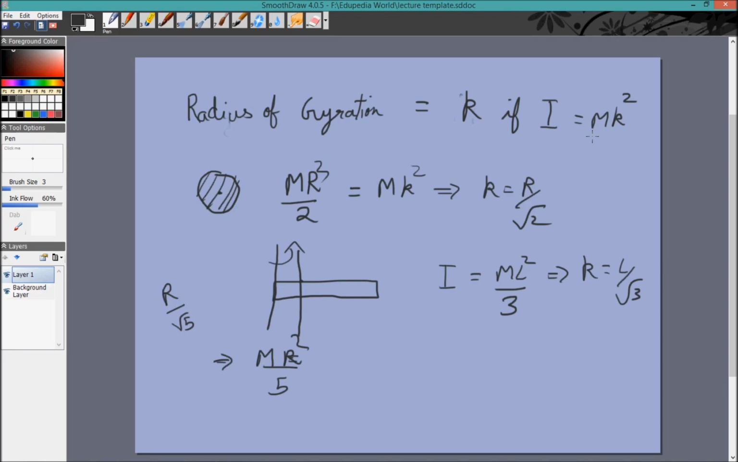This completes moment of inertia for now. It might have seemed like a little bit of an abstract topic to you because we don't know where it came from. In the next lecture we'll talk about torque and we'll derive these formulas for moment of inertia.